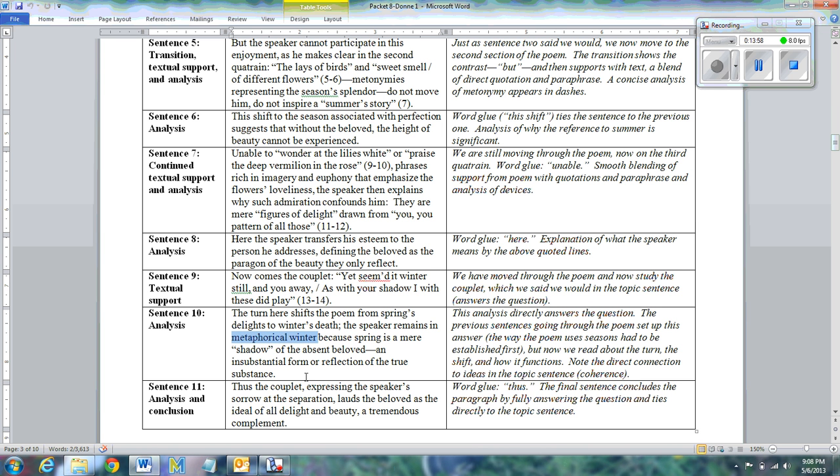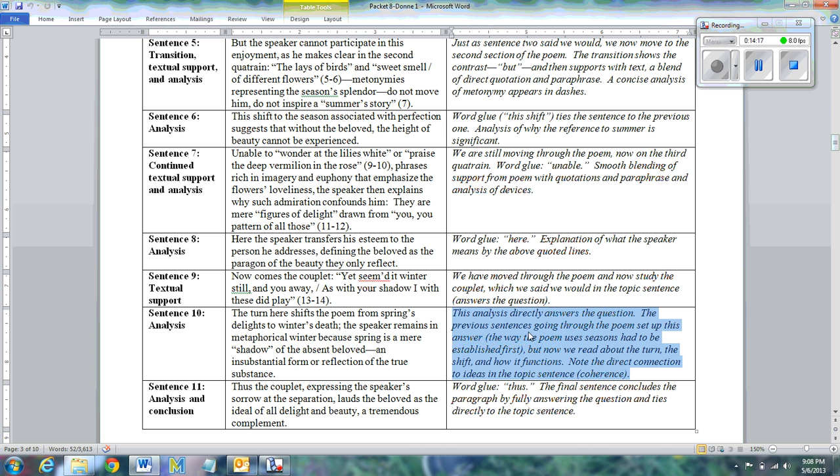The speaker remains in metaphorical winter because spring is a mere shadow of the absent beloved, an insubstantial form, a reflection of the true substance. See how I'm analyzing the effect of the word shadow there too? Now, right here, this analysis directly answers the question. Now, after going through the poem, I'm getting to my answer.